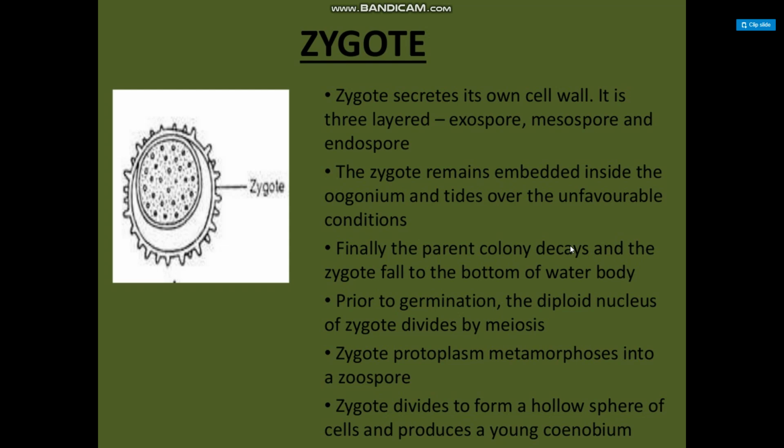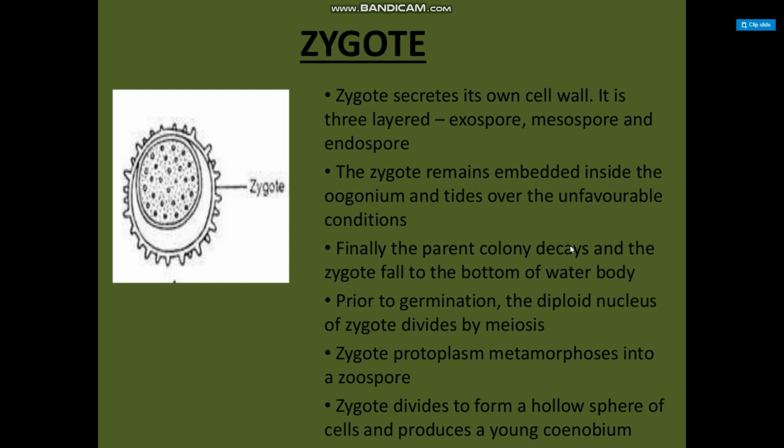It is three-layered: exospore, mesospore, and endospore. The zygote remains embedded inside the oogonium and tides over the unfavorable conditions. Finally, the parent colony decays and the zygote falls to the bottom of the water body.